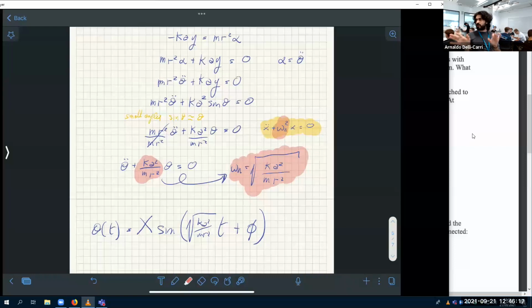For now, you're not finding the full solutions of things. You're just finding the frequency of oscillation, which is this omega n. Okay?